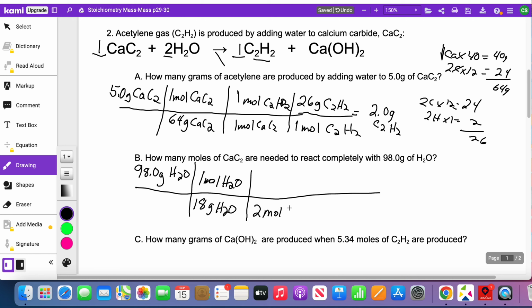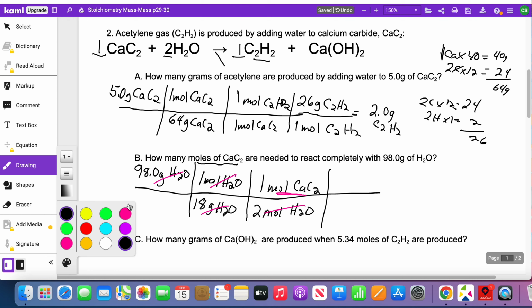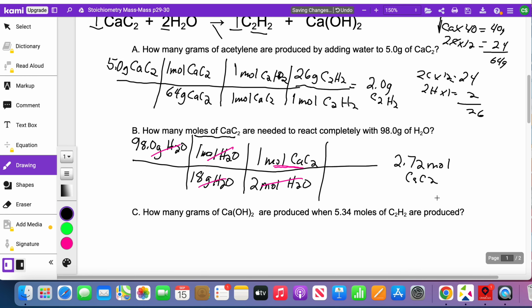Remember the diagonality rule. 2 moles water. What are we trying to go to? How many moles of CaC2? To 1 mole CaC2. So here's what we did. We changed to moles. We did the mole ratio. Step 3 is to go to the desired unit. But what is the desired unit? Moles of CaC2. Whenever the last unit is the unit that you want, you stop and do the math. So I'm not going to go any further, because I'm in moles of CaC2. Now I just push the buttons on the calculator, and I get 2.72 moles CaC2.